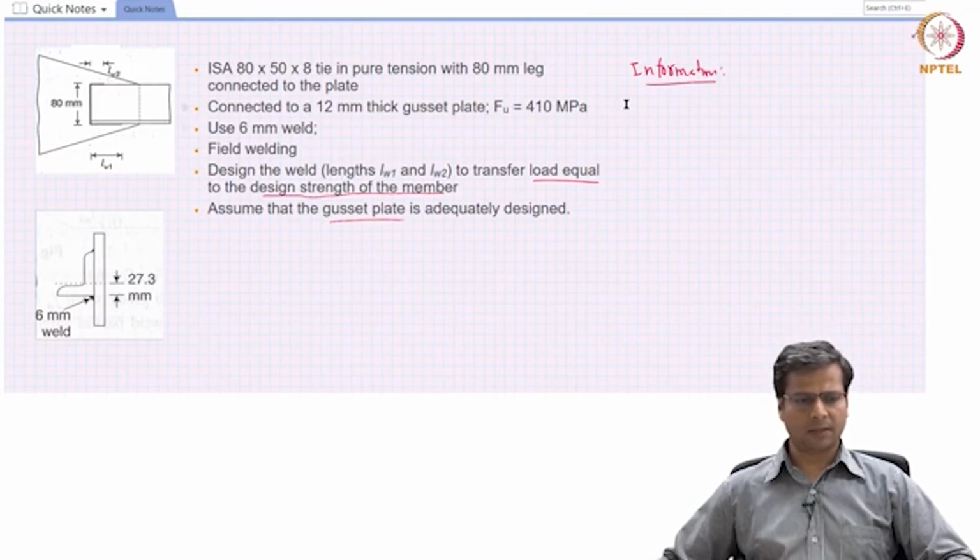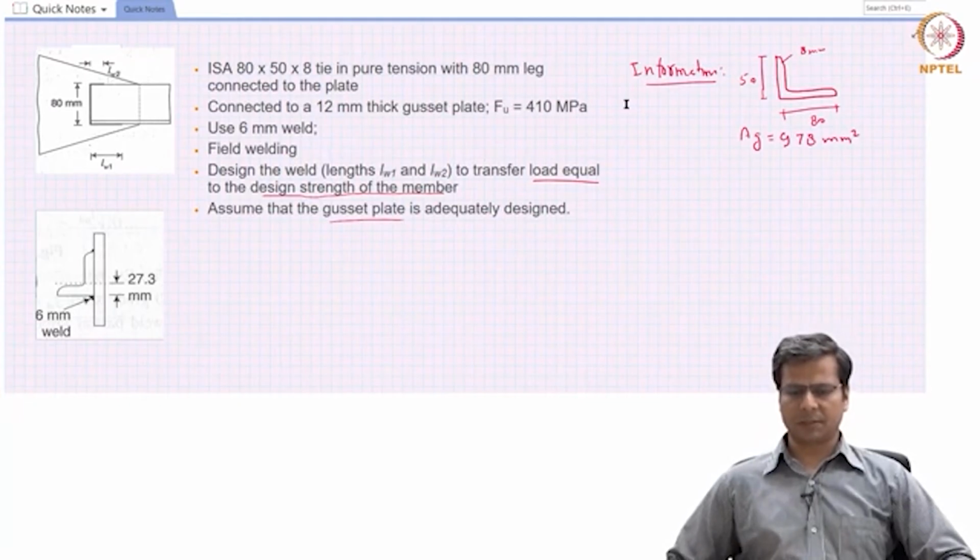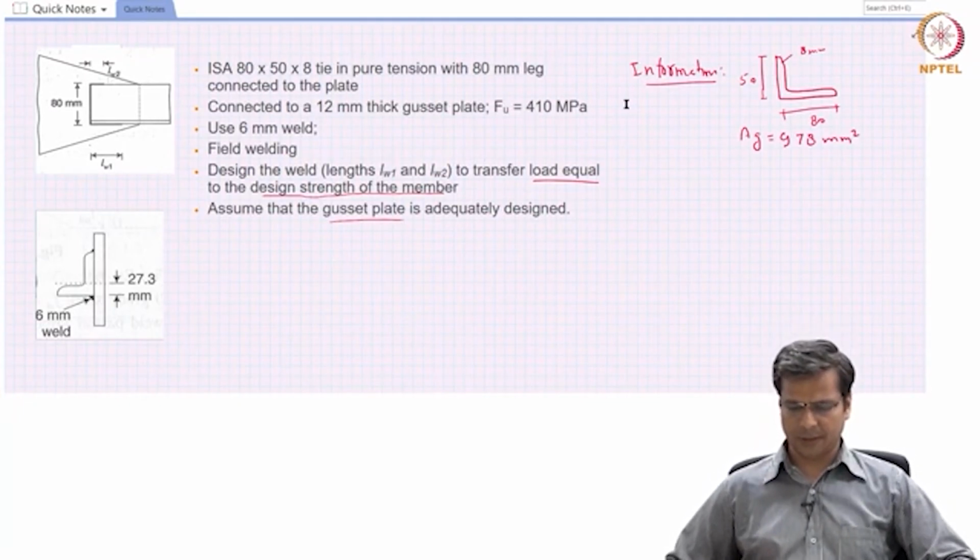So this angle is 80 by 50 by 8 in dimensions. This side is 80, this side is 50, and the thickness is 8 millimeters. We will calculate the cross section area of this angle, and it turns out to be 978 millimeters squared. We only need the cross section area, we don't need the net section area because there is no reduction in the cross section in this angle.